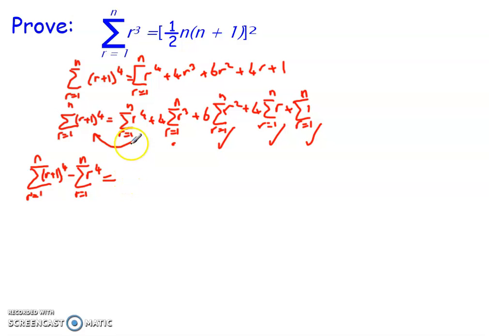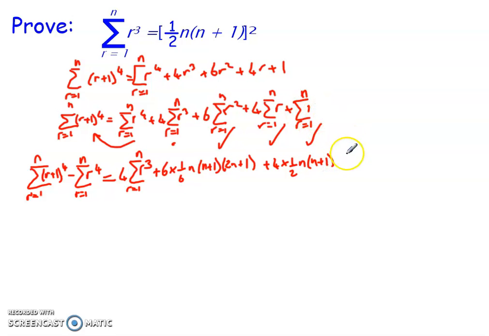And then on the right hand side, what I'm left with is everything from here. So I get 4 times the sum from r equals 1 to n of r cubed, and then I just substitute in the properties for each of these. So I get plus 6 times 1/6 n bracket n plus 1 bracket 2n plus 1. I've then got plus 4 times what I know for the r, so 4 times a half n bracket n plus 1, and then I've got my final one here, quite simply, plus n.